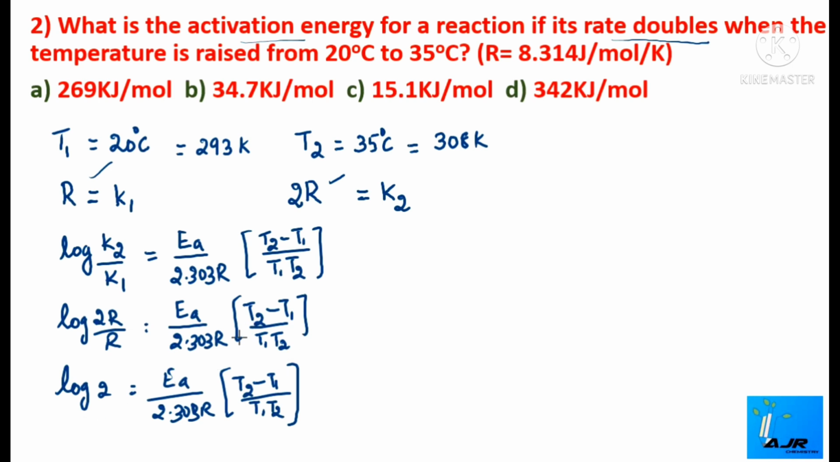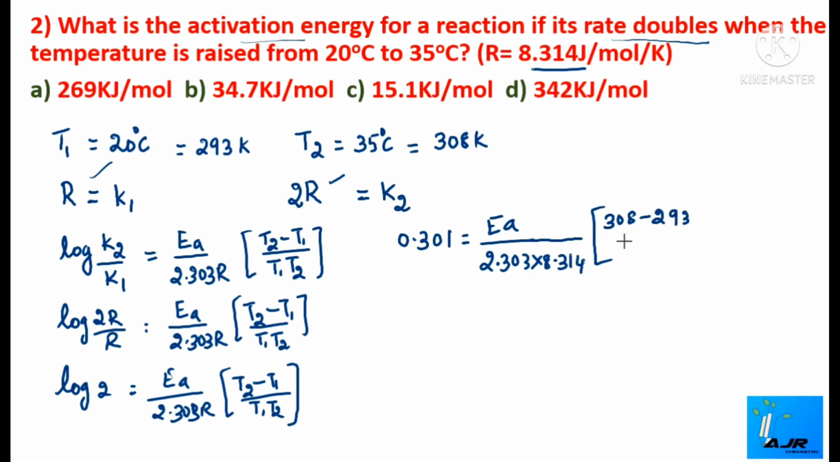What is log 2? Log 2 is 0.301, which is equal to EA by 2.303 into 8.314. Our R value is 8.314, given in the problem. Now, what is T2? It is 308. 308 minus 293, divided by 293 into 308. So now substitute and simplify.